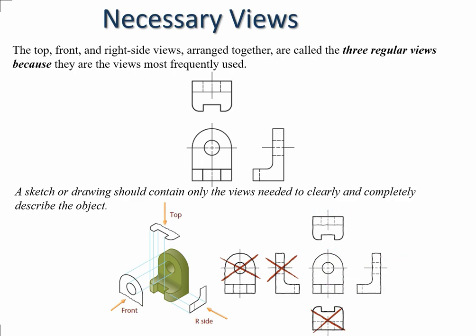So first try to indicate where the front view is, and then see. Draw what you can see. Surely the top can always be seen, but sometimes the right, sometimes the left. In our case here, the right view can be seen easily, so I will keep the right view.